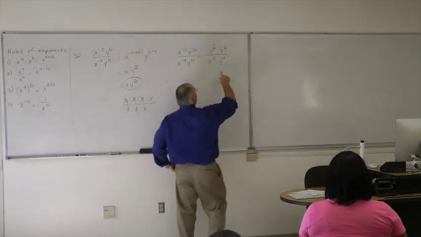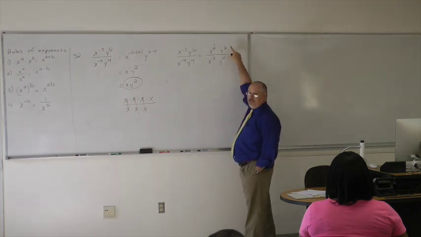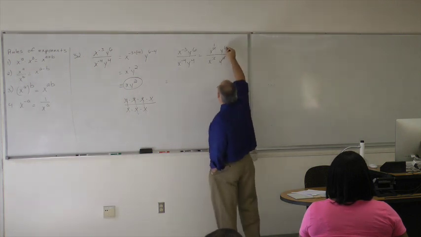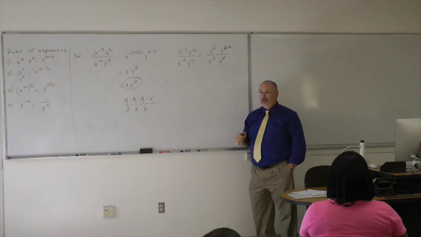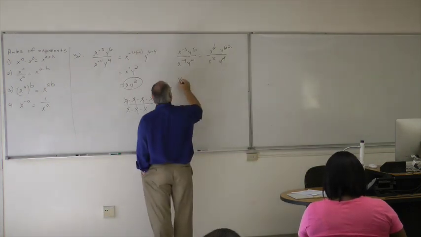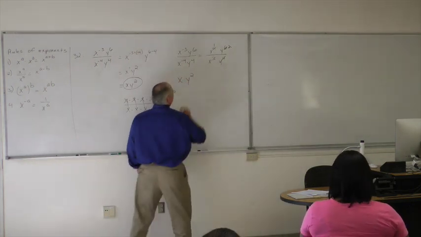Then I can cancel 4 y's from 6, leaving 2. And that's going to give me the x, and then I have the y squared, and I get the same answer.